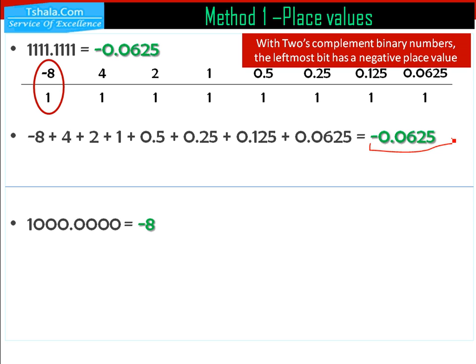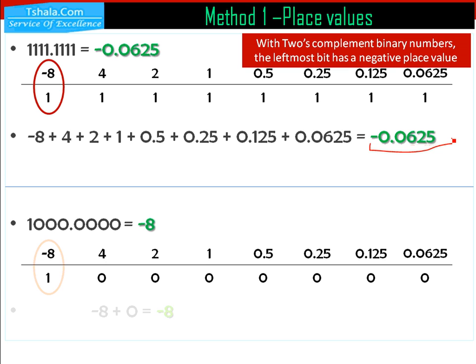We take the 1000.0000, which gives us minus 8 in decimal. But again, using place value, with 2's complement, the leftmost bit, which is the MSB or the most significant bit, has a negative place value. That's where we've got the minus 8.